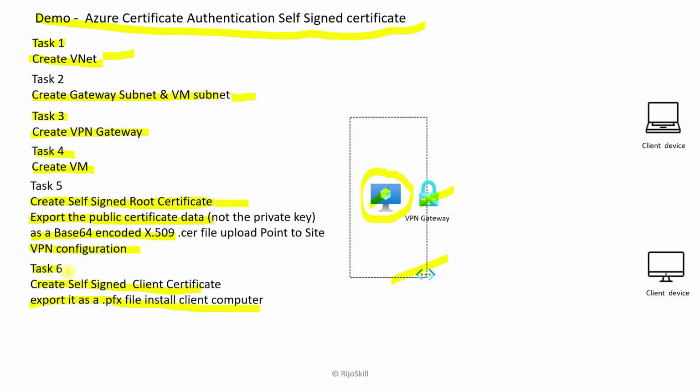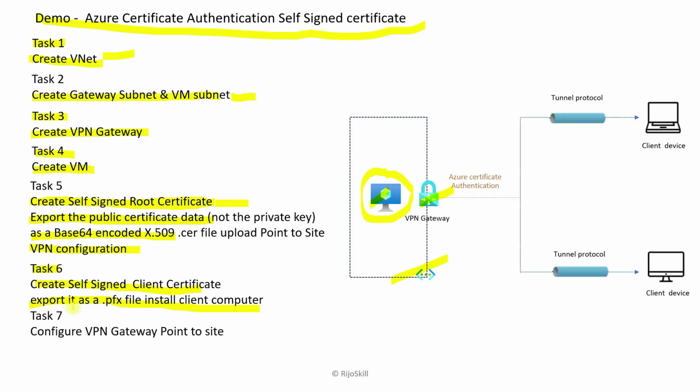Okay, so we completed task 6 also. Then we will go for task 7. So task 7, configuring the point-to-site VPN, we also completed that one. We entered the protocol we selected, and we entered our authentication certificate also. So task 7 also we completed. So now we need to download the VPN configuration and install it on our device. Okay, so we will go to our Azure portal, then we will download our VPN client software.